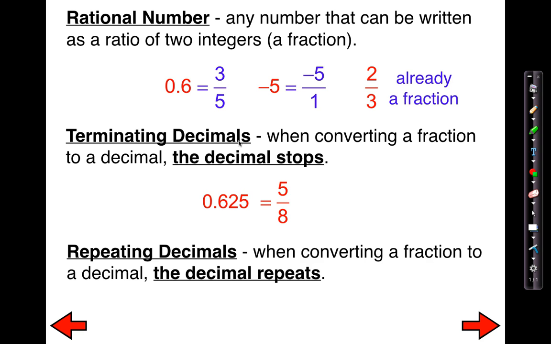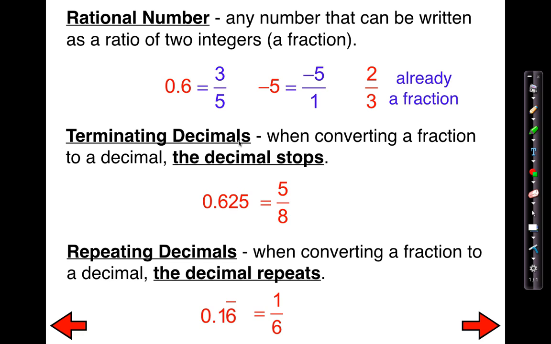So repeating decimals is another type of rational number. It's basically when you're converting a fraction to a decimal, the decimal repeats. So here, 0.16 repeating on the 6 is rational because I can express this value as a fraction. So remember, anything that can be expressed as a fraction is a rational number.